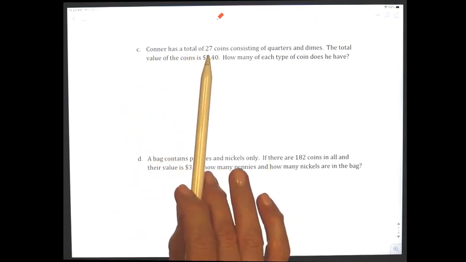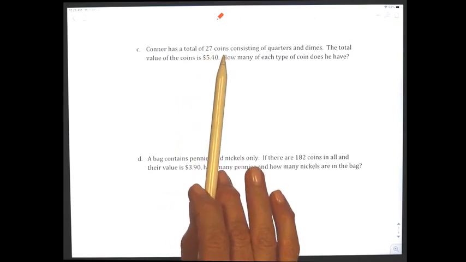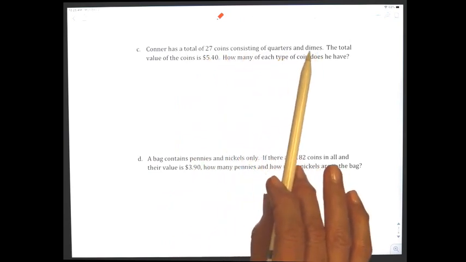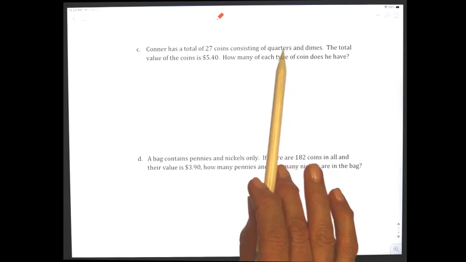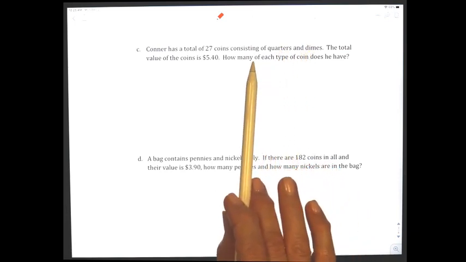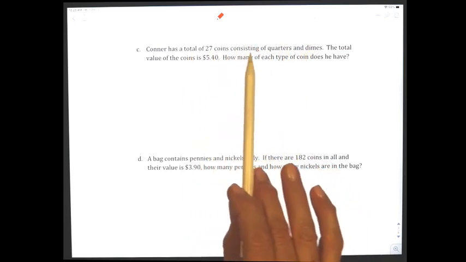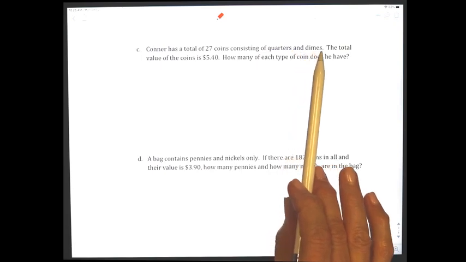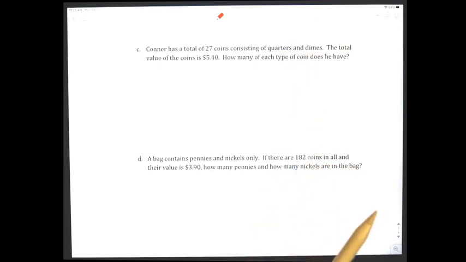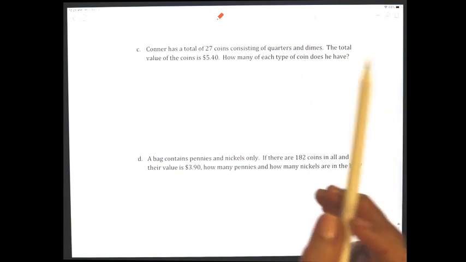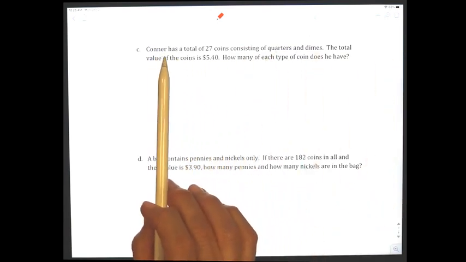Connor has a total of 27 coins, and there are two types of coins in there, quarters and dimes. So these are going to be my two variables here. Sometimes you'll see these worked with quarters, dimes, and nickels, and then it becomes a more complicated system because it would have three variables in it, and you'll learn that later in your math coursework.